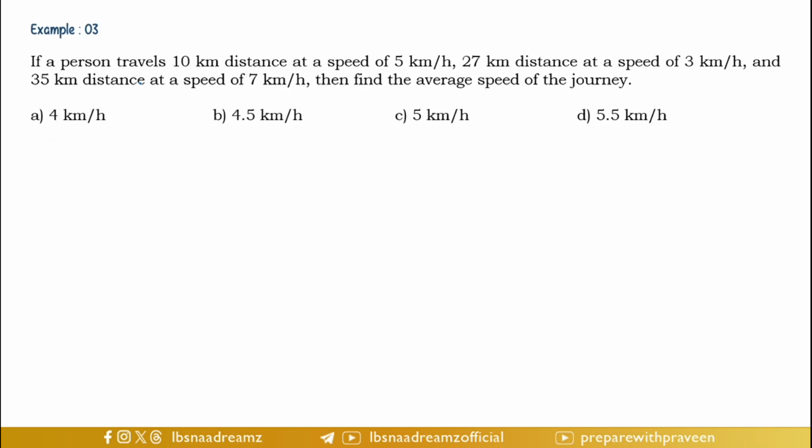If a person travels 10 km distance at a speed of 5 km per hour, 27 km distance at a speed of 3 km per hour, and 35 km distance at a speed of 7 km per hour, then find the average speed of the journey.